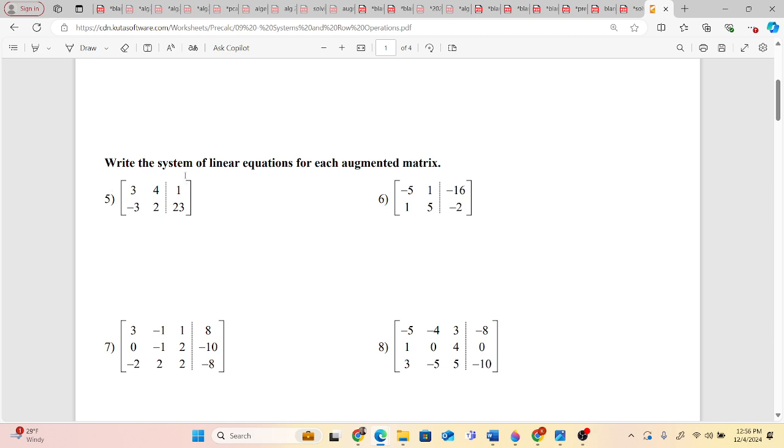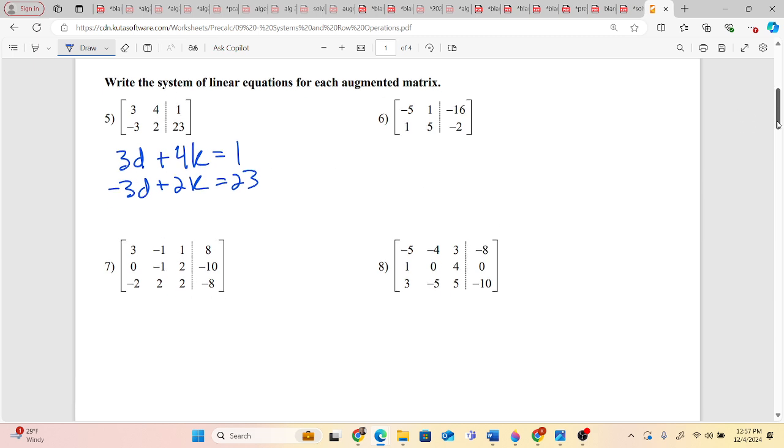Okay? So writing this as a system, I could say, let's see, K and D. So 3D plus 4K equals 1. Negative 3D plus 2K equals 23. Same difference. It doesn't have to be X and Y. It just needs to be two consistent letters that represent my variables. And when I say consistent, I mean the D's are first and then the K's are second.